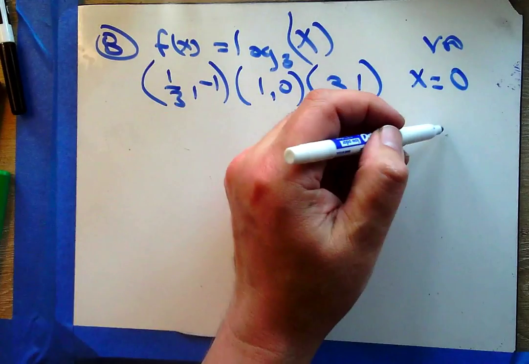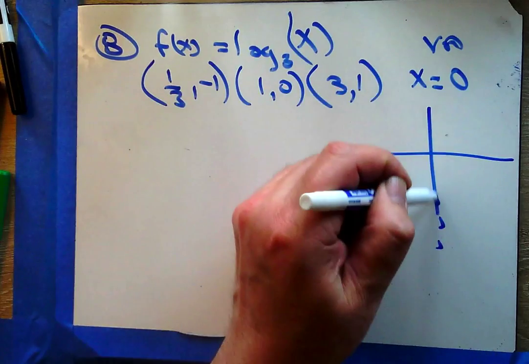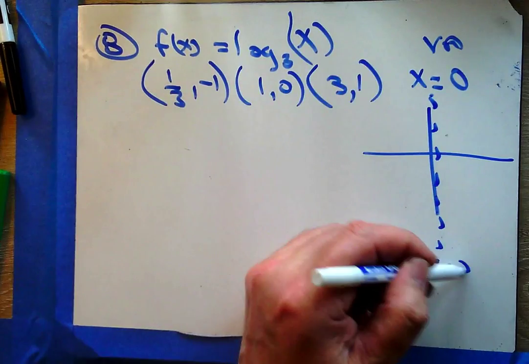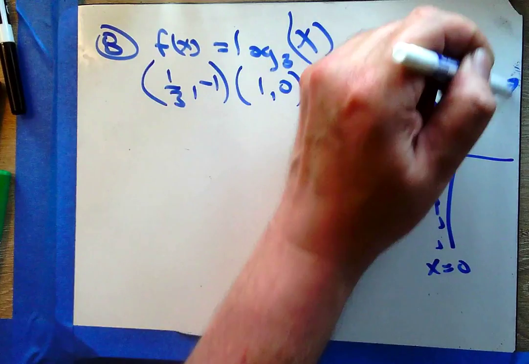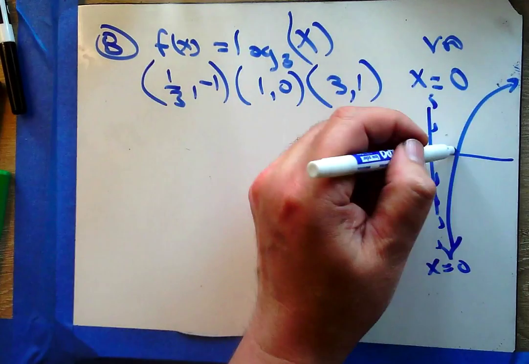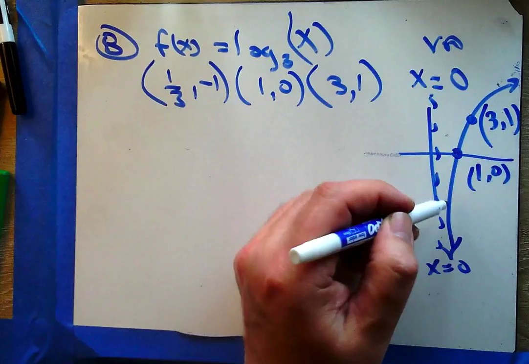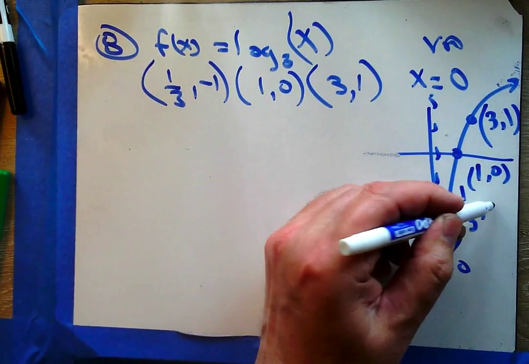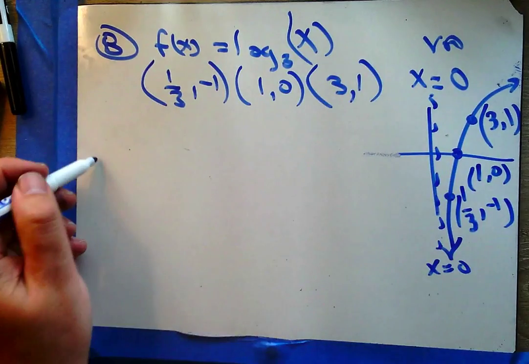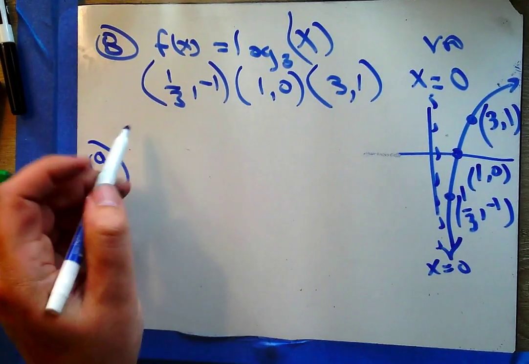So what does this look like? Well, vertical asymptote at x equals 0, characteristic log shape. Here's 1, 0, here's 3, 1, and here's 1/3, negative 1. Problem 9 is a transformation.